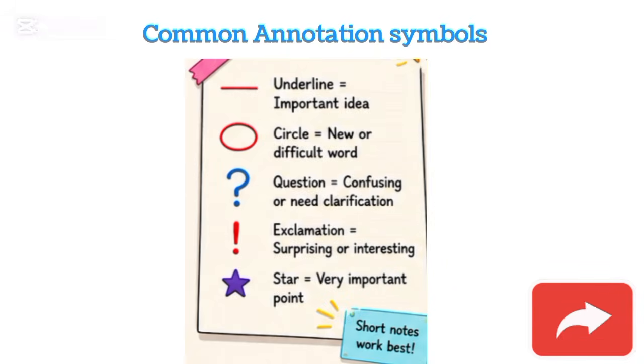You can underline an important idea. You can circle an unfamiliar word or a sentence. You can use a question mark when something is confusing, or use an exclamation mark when something surprises you. You can also write short comments in the margin, like short notes: come back to this, or okay, so this means something like this. So these are some of the ways you can annotate, but you can also come up with your own marks, comments, or different ways to annotate a text.